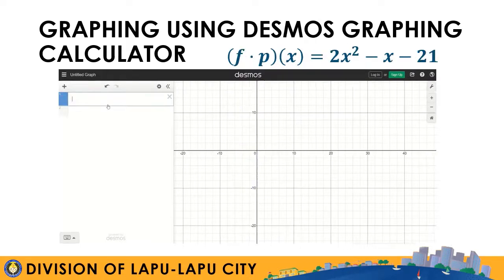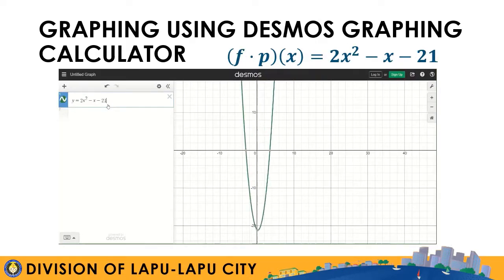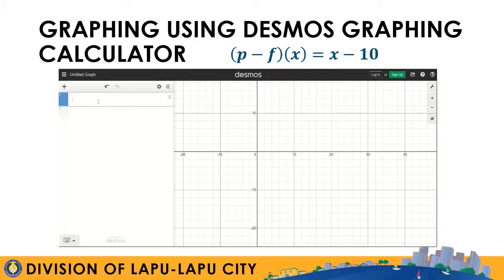And that's it. We have here the product of function p and f of x, which is 2x squared minus x minus 21. Graphing time. And in a second, we have the graph. We have here the difference of function p and f of x, which is x minus 10. Graphing time. Then, we have the graph.